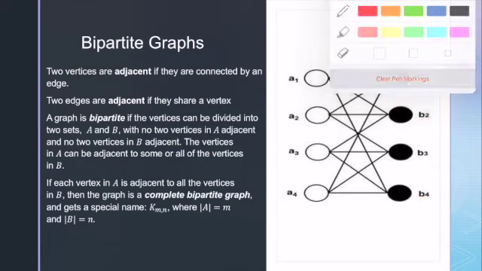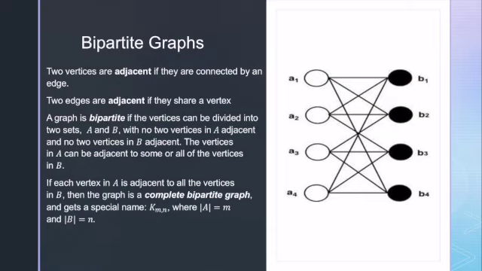Let's clear that. So if each vertex in A is adjacent to all the vertices in B, then the graph is a complete bipartite graph, and that gets a special name. So this would be if I had a path here, and this one needs to go to these, and this one needs to go to this one, and this one needs to go to this one. So now it's complete. And we write this case as K4,4. That's an example of a named graph.